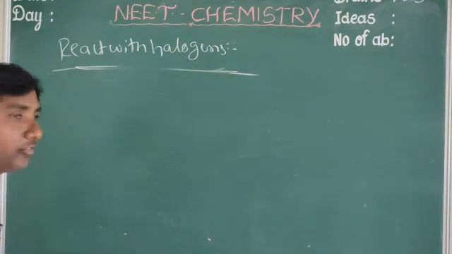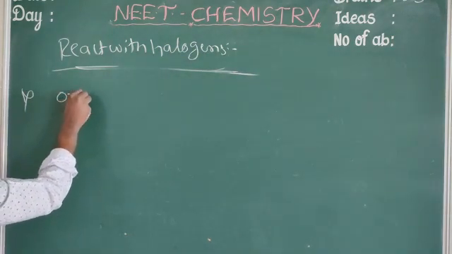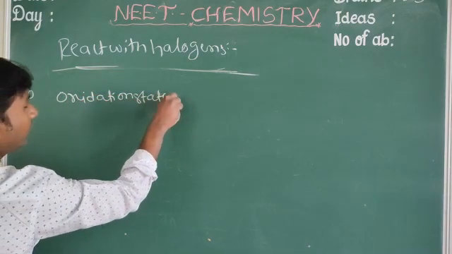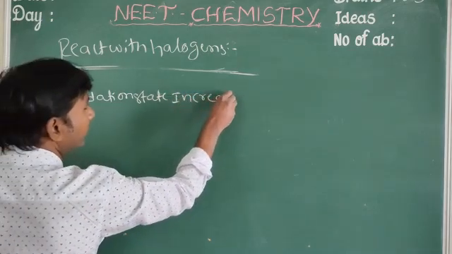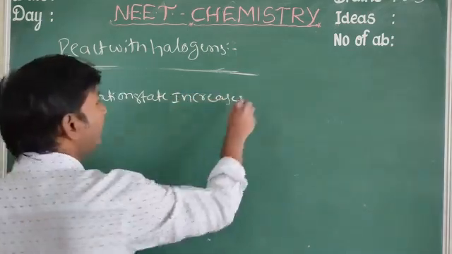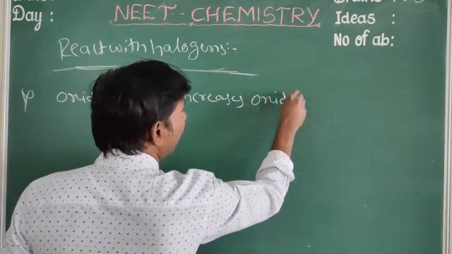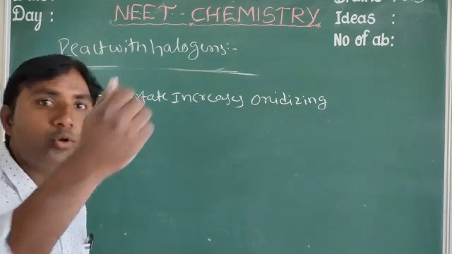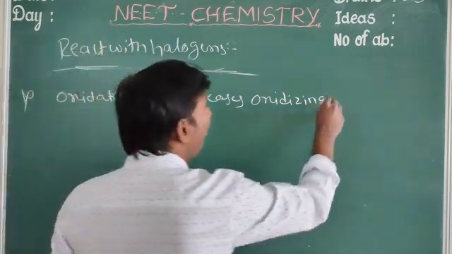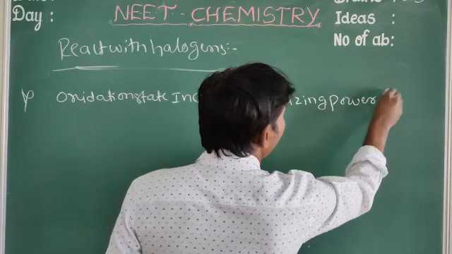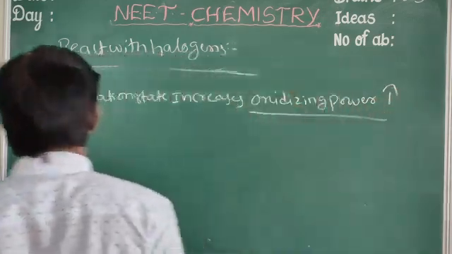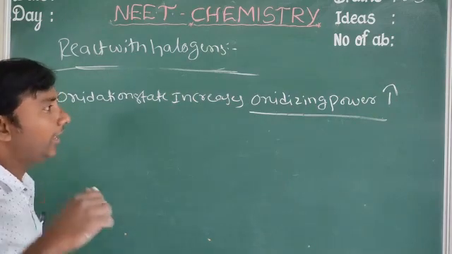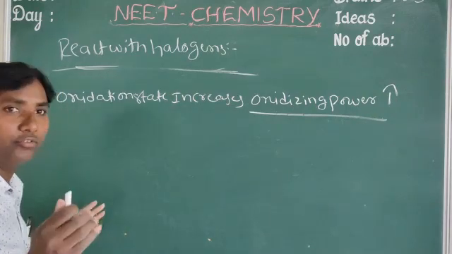Oxidation state increases, oxidizing power increases. Oxidizing power means the ability to gain electrons. So oxidizing power is directly proportional to the higher oxidation state.